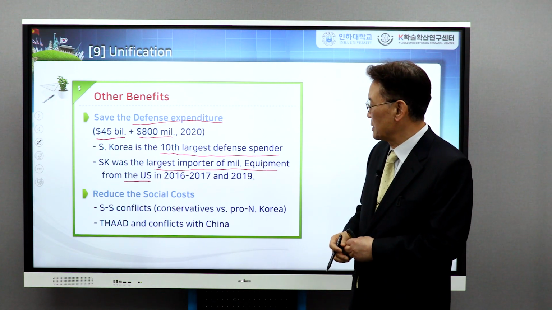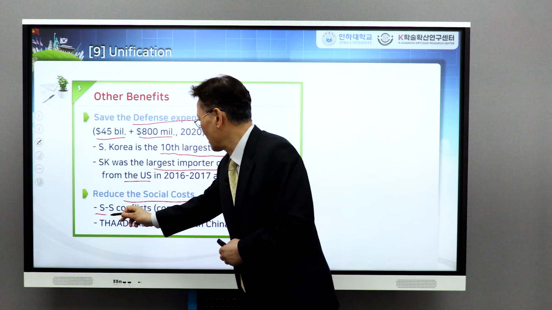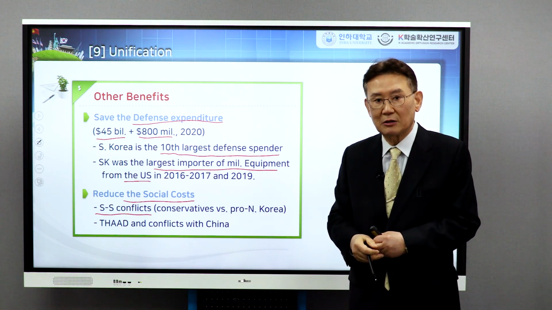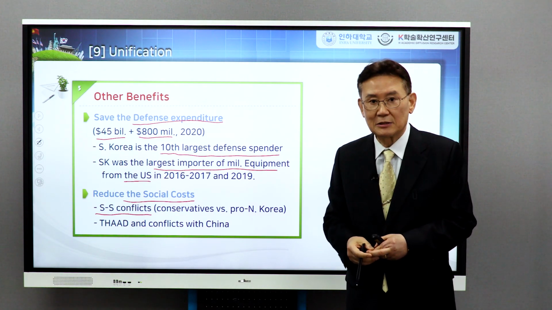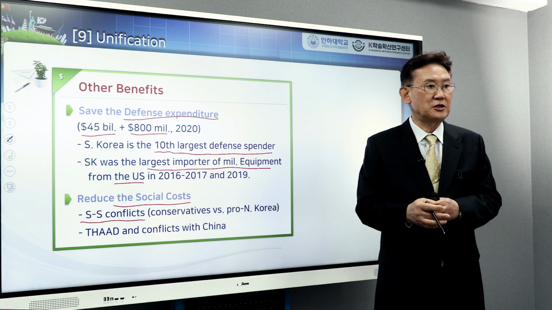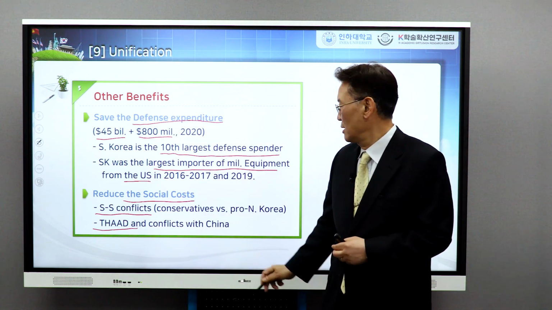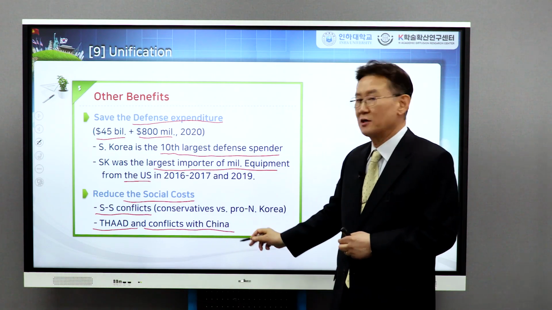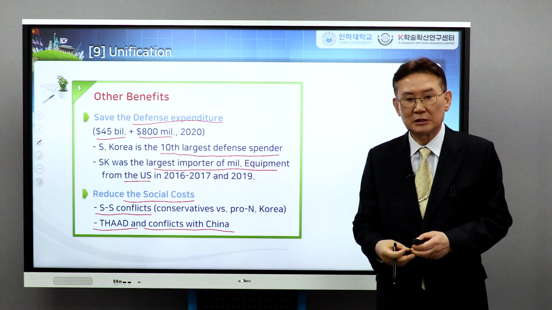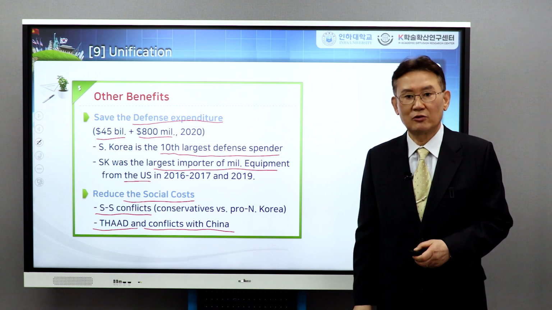Also at the same time, South Korea might reduce the social cost within South Korea, the so-called South-South conflicts between the conservatives and pro-North Korean people. I mentioned the South Korean public opinion, which is split between the conservatives and liberals. That takes a huge social cost. Also, the deployment of THAAD and the economic sanctions and conflict with China would be saved too, because the unified Korea must not have any nuclear weapons, because the Korean Peninsula should be nuclear free.